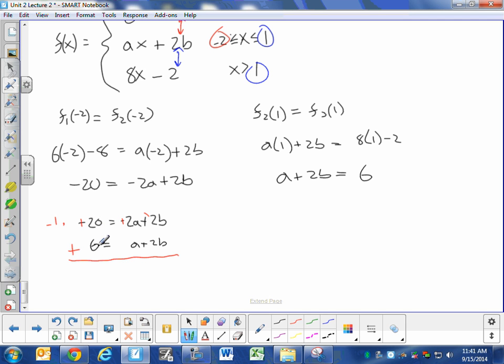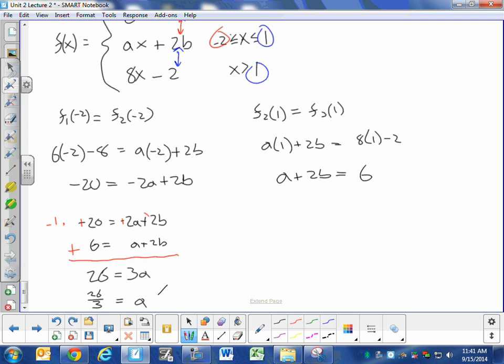We get the 20 plus 6 is 26. I get 2a plus a is 3a. I get 2b plus 2b is 0 b's. A is 26 thirds. Not nice, but whatever, that's the answer.